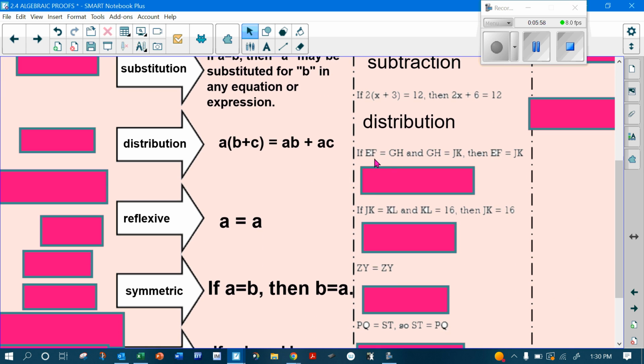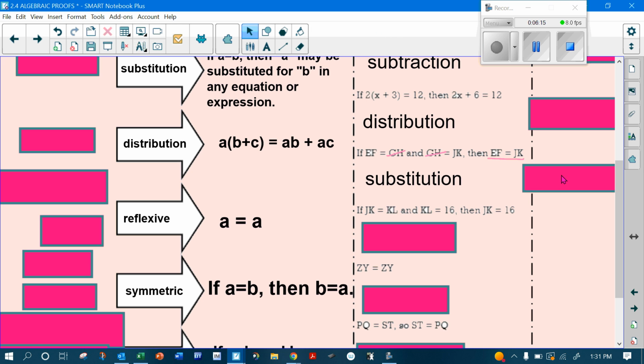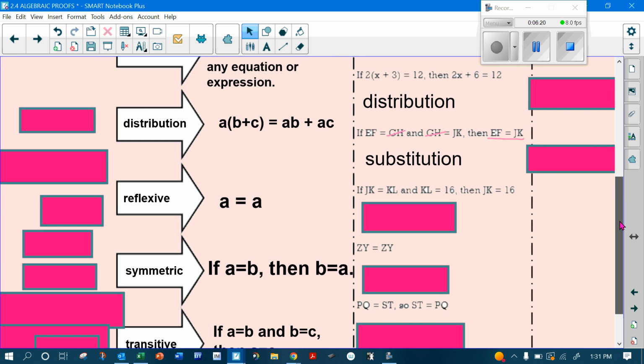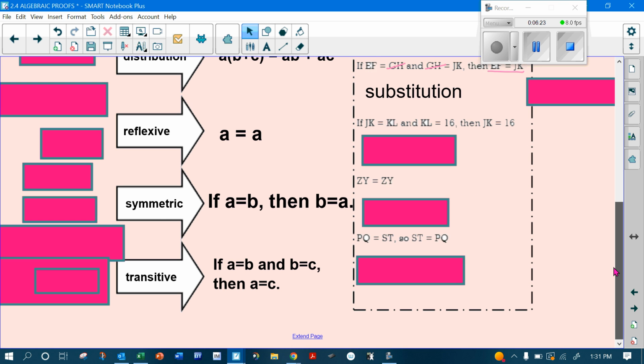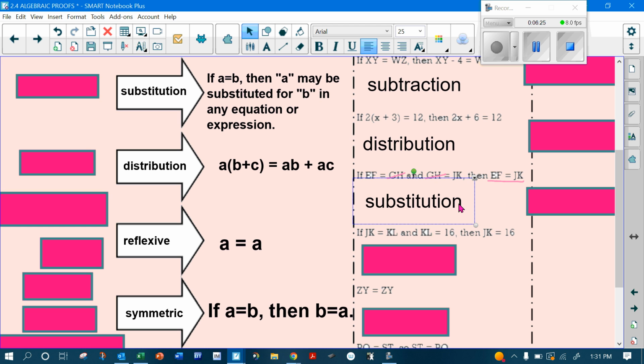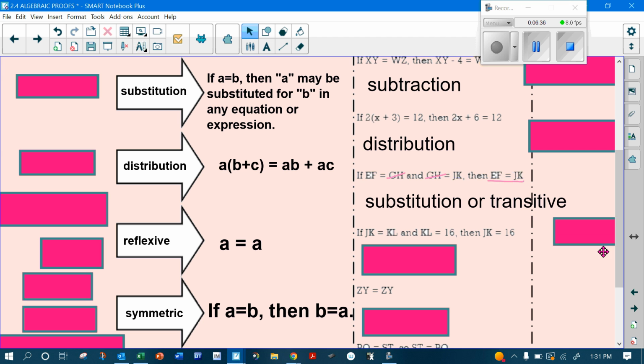Okay, if EF equals GH and GH equals JK, so notice both of these things are equal to this GH. So that means the GH is going to cancel out. So EF is equal to JK. This is an example of substitution. Well, actually, this is the transitive property. Substitution is a little bit different, but it does work the same. So this could be substitution or transitive. Either one will work.